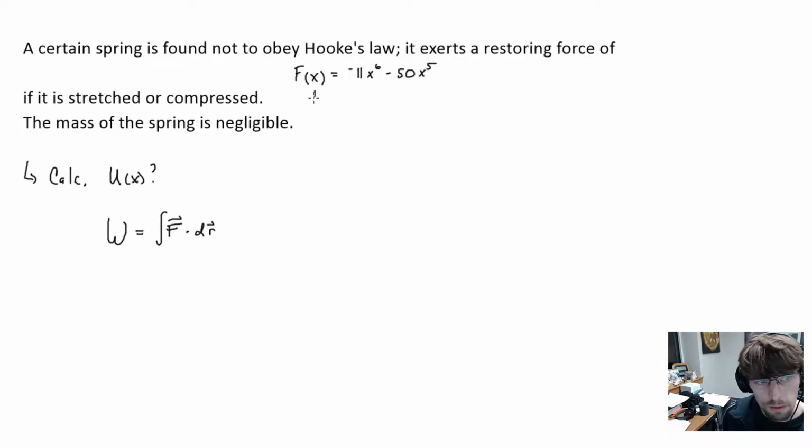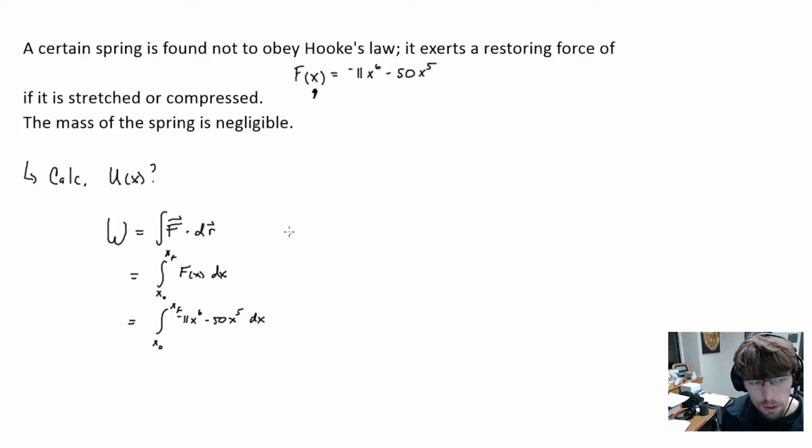Okay. And in this case, we're assuming one-dimensional. We've given an x, so I'll label it as f of x dx. Let's stretch it from some x naught position to x final position. And let's plug this in: negative 11 x to the sixth minus 50 x to the fifth dx, going from x naught to x final. Good?